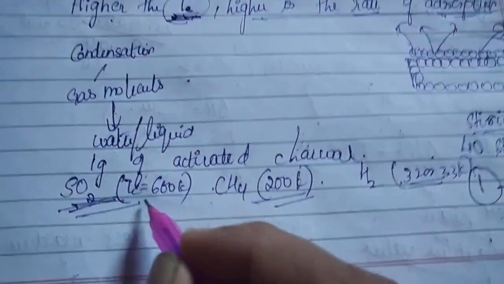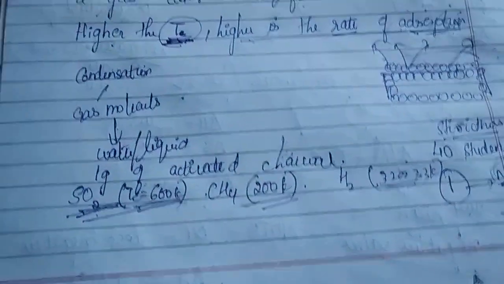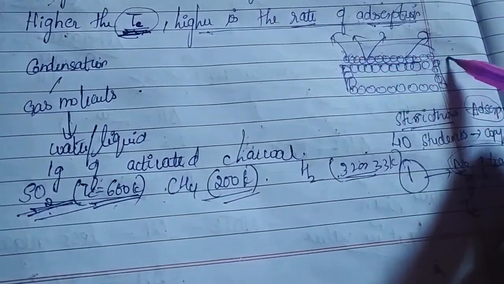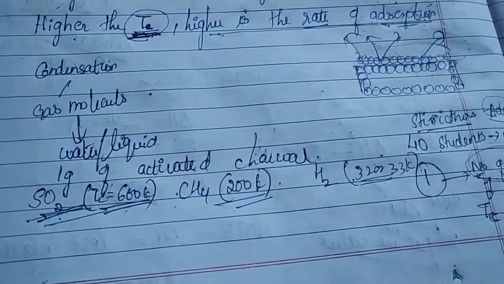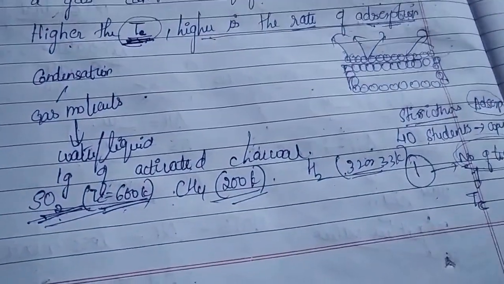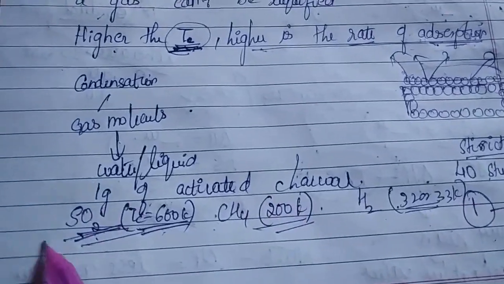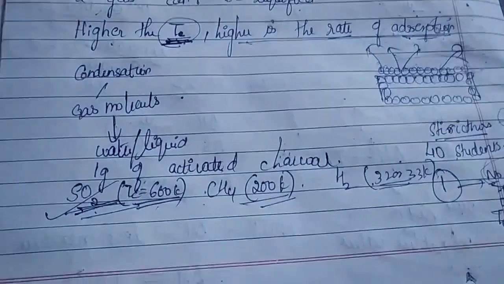Why is it so? Because it is the gas which is having the higher critical temperature. So once it is having the higher critical temperature, they can come and sit on the surface of the solid at a greater rate. So when such a greater rate exists, what happens to the rate of adsorption? It also increases. So among the three gases, SO2 will have the higher rate of adsorption.